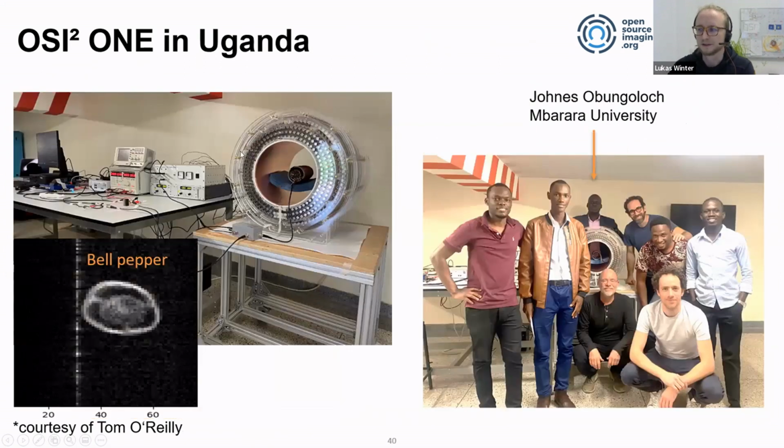And then after a few weeks, they managed to have this set up and to get the first image of a bell pepper. And a lot of happy faces here, particularly Jonas Obongolo, who's the director at Mbarara University in Uganda. And now he can, of course, continue either research, combine it clinically, or even some industrialization of it to get some products. So this is really impactful work.